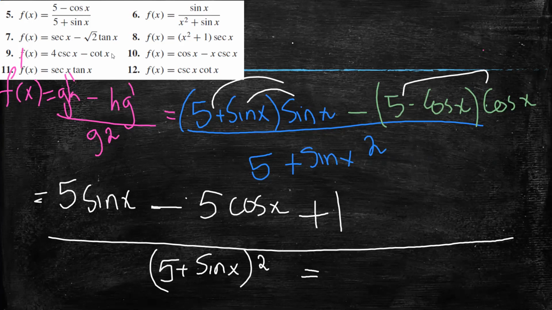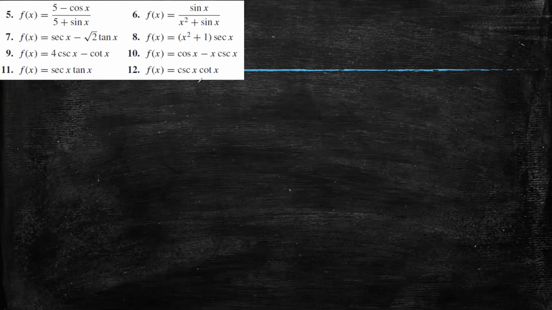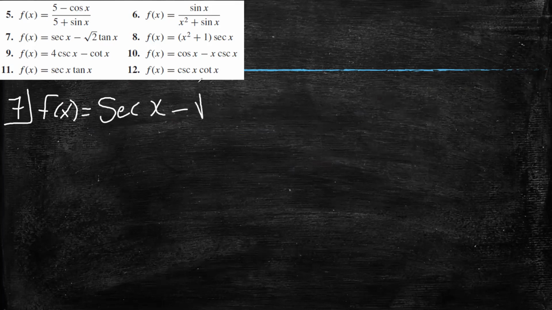Let's do. I will do now number 7. In number 7 here, we have f of x equal secant x times square root of 2 tan x. Now, let's find f prime of x.